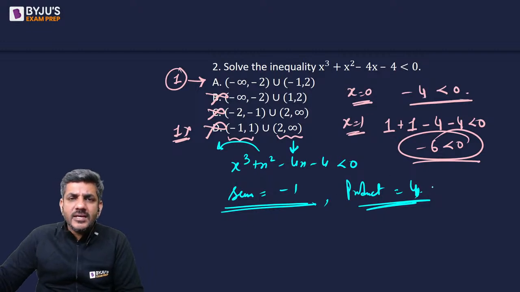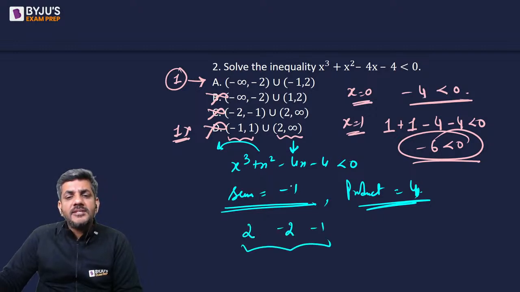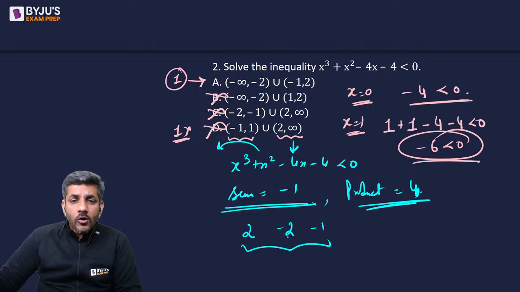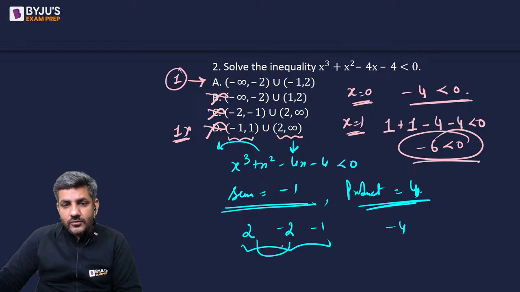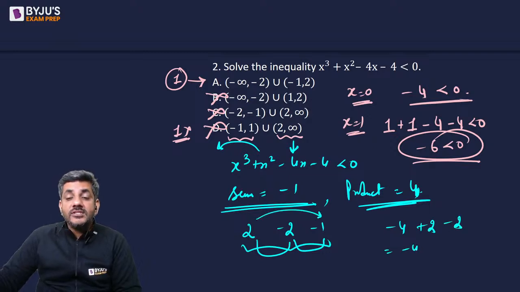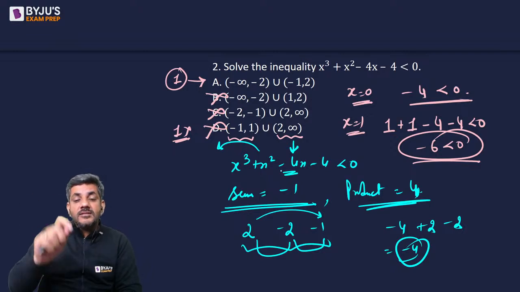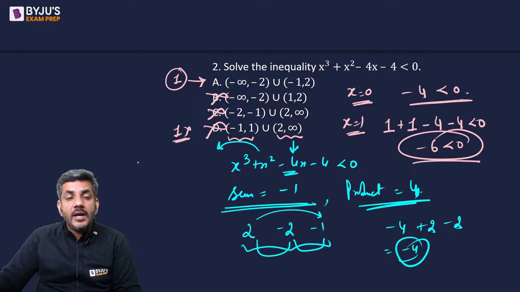देखिए 4 बनेगा ही कैसे? 2 into 2 into 1 से बनेगा. सम मुझे माइनस वन चाहिए. So if I take 2, minus 2 and minus 1, कहने से इनका सम माइनस वन आता है, प्रोडक्ट 4 आता है. रैंडमली ट्राई दोस. ठीक है. और इनमें अगर मैं दो दो करके प्रोडक्ट लेता हूं, 2 into minus 2 is minus 4, minus 2 into minus 1 is plus 2, 2 into minus 1 is minus 2, and that actually gives me minus 4, which should be the case. So that clearly tells me that the roots are 2, minus 2 and minus 1.